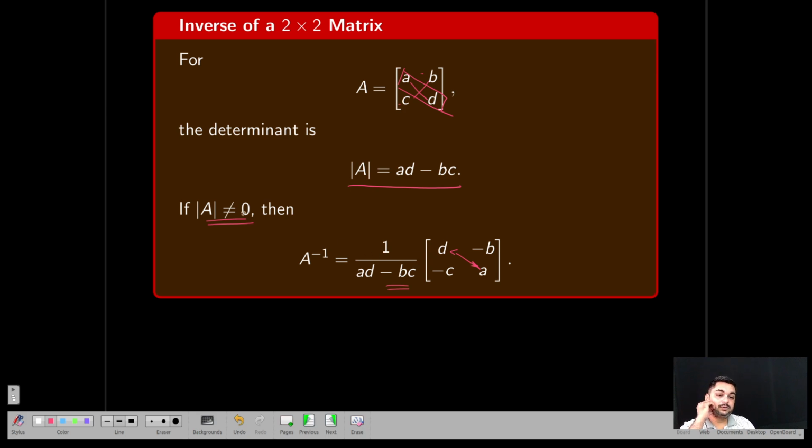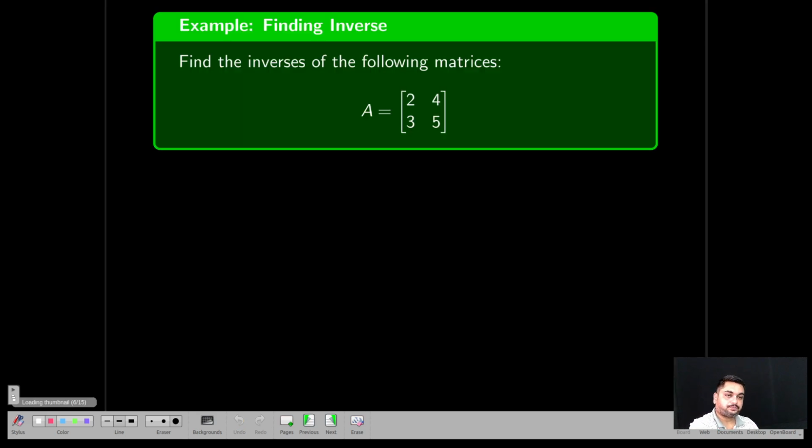Okay, why should the determinant not be equal to 0? Because A inverse is equal to 1 by determinant of A into this matrix, right? So if the determinant is 0, then I cannot find the inverse. That's the reason why the determinant of A is not equal to 0.